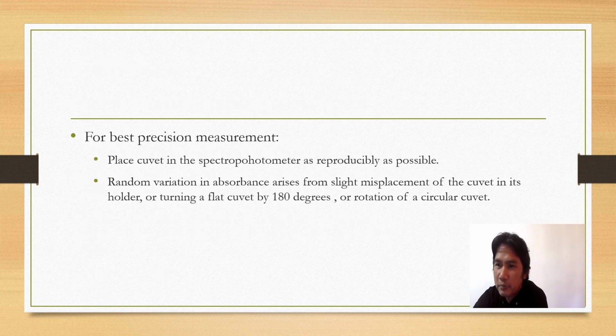For best precision measurement, place the cuvette in the spectrophotometer as reproducibly as possible. Okay, random variation in absorbance arises from slight misplacement of the cuvette in its holder, or turning a flat cuvette by 180 degrees or rotation of a circular cuvette.